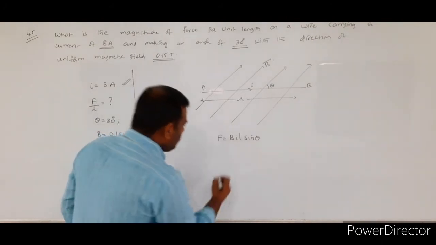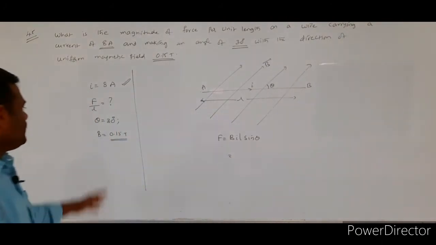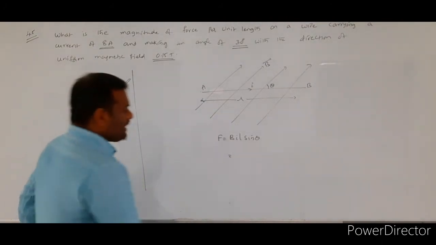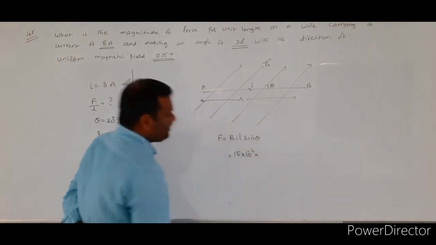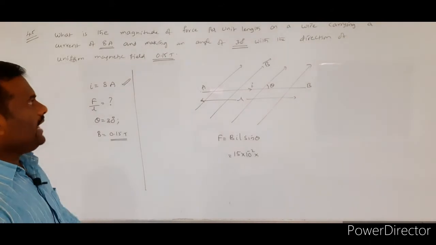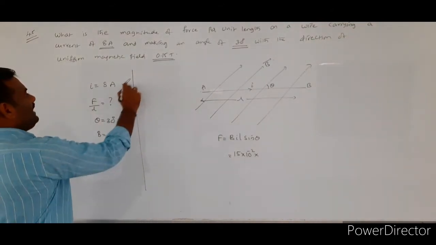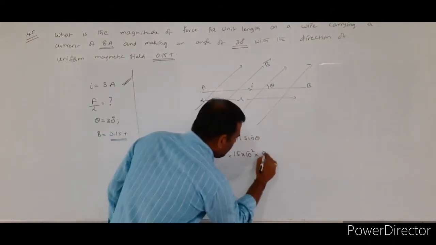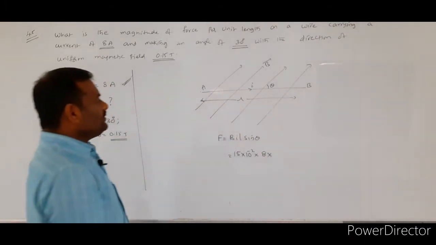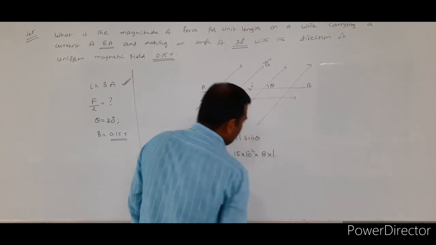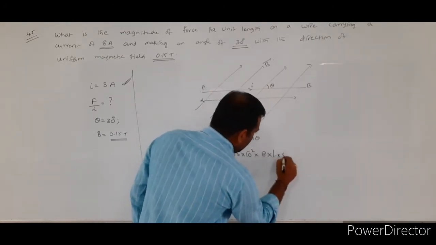Now we substitute the values. B is equal to 0.15, which I will write as 15 into 10 power minus 2, and the current value they mentioned is 8 amperes. The length value they didn't mention, so length means L only, we will keep, and sin 30.